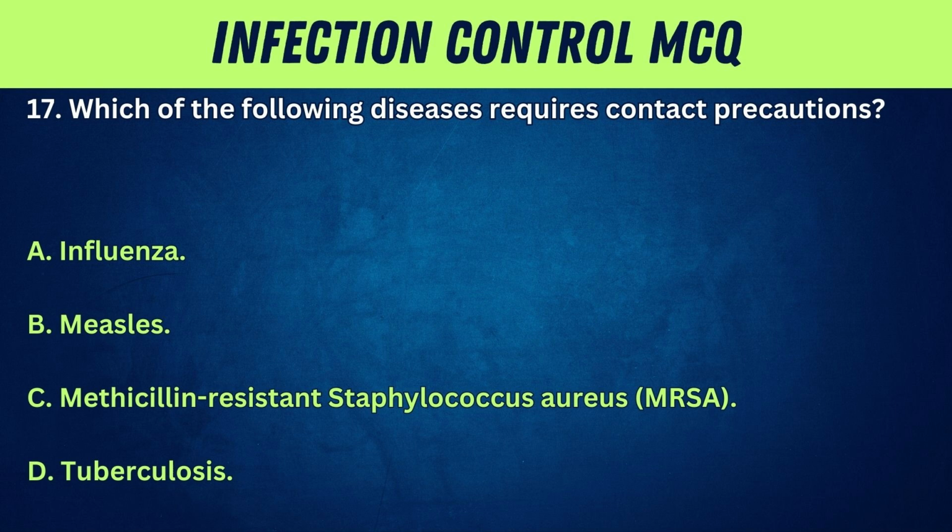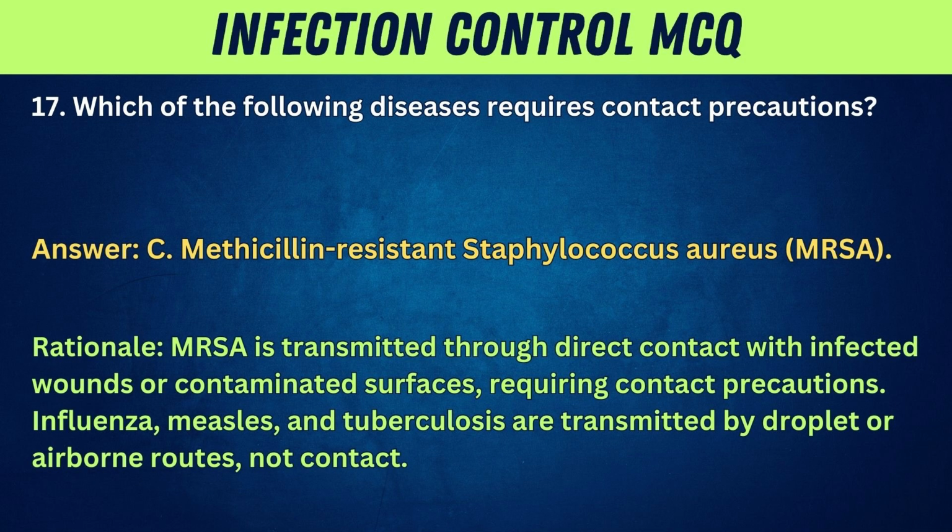17. Which of the following diseases requires contact precautions? A. Influenza. B. Measles. C. Methicillin-resistant Staphylococcus aureus, MRSA. D. Tuberculosis. Answer: C. Methicillin-resistant Staphylococcus aureus, MRSA.